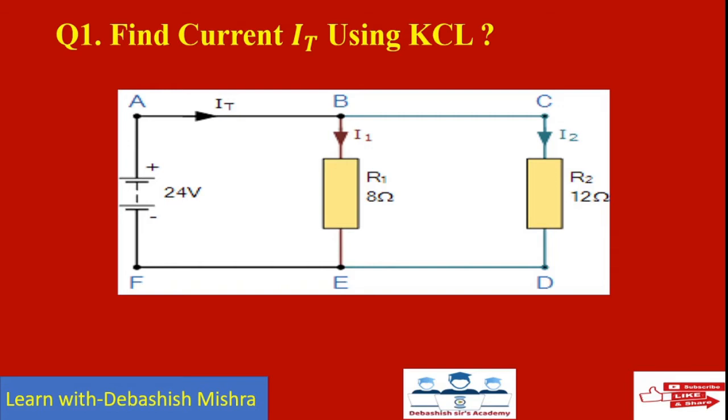I will solve two problems so that you will be comfortable with Kirchhoff's current law. In this particular problem, find the current IT using KCL. This is a circuit, 24 volt is there, R1 and R2 both are connected in parallel. Take the node as B and find the current IT.